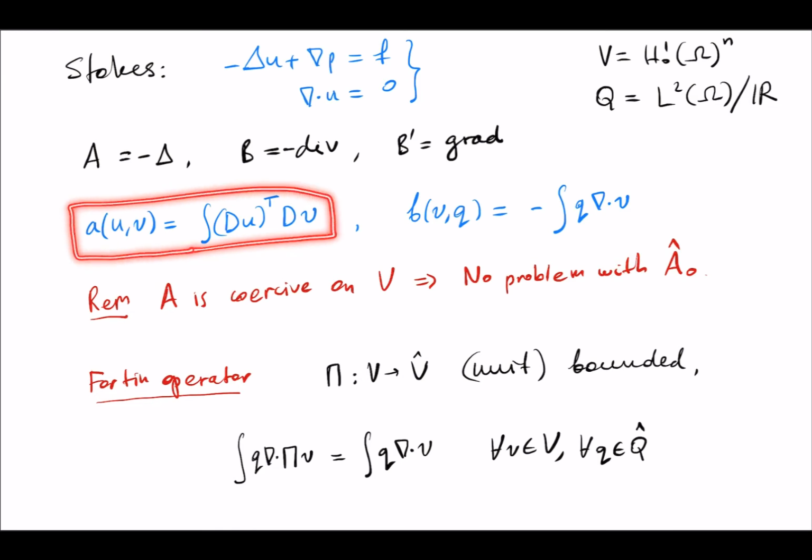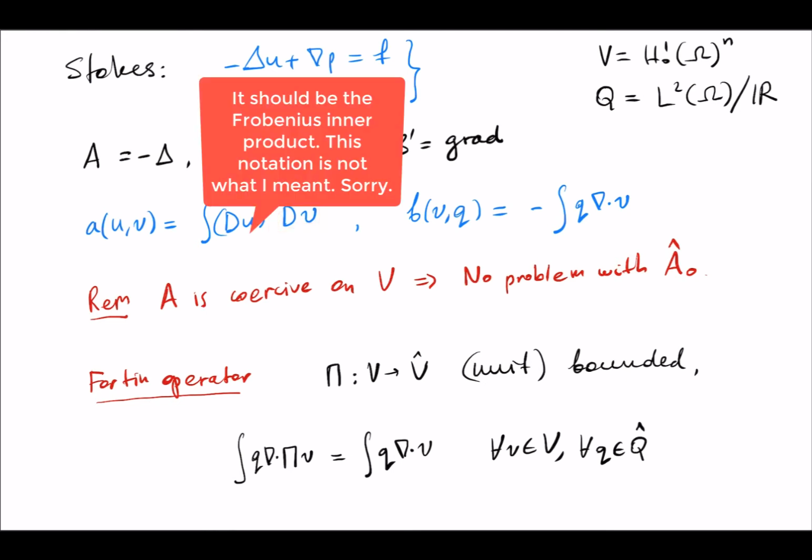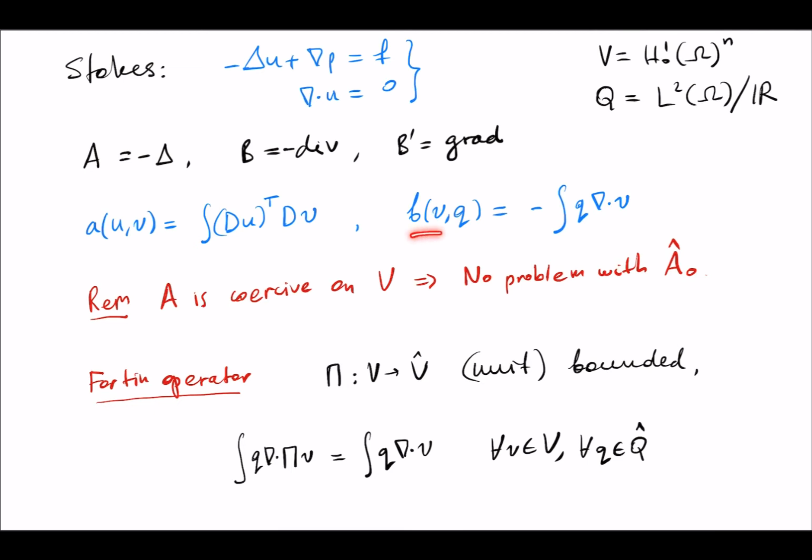For A, here u and v are vector fields, so the gradient, or the Jacobian, would be a matrix, so that's why we wrote the inner product in this way. And the bilinear form B, that corresponds to that operator here, is simply the scalar field multiplied by the divergence of the vector field.